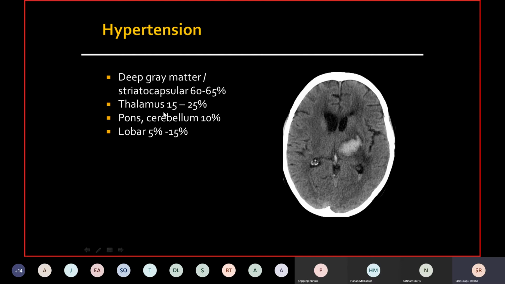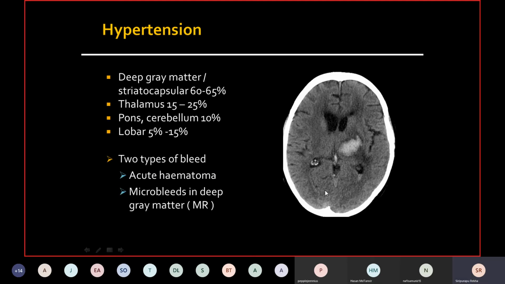The next common tends to be thalamus. We can also see hypertensive hemorrhages in pons and cerebellum in about 10%. And lobar can occur in hypertension. So just because a hemorrhage is lobar, don't exclude hypertension as a cause. So in this example here, what we see is a thalamic hematoma. Again, it's dissected into the ventricular system. So we see blood in the occipital horns bilaterally.